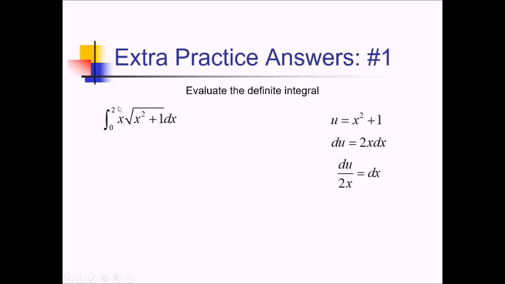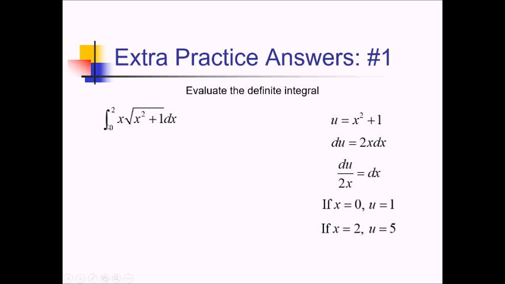Now I have to swap out these x values for my limits of integration for u values. So if x equals 0, then u is going to be 0 plus 1, which is just 1. And if x equals 2, then u is going to be 2 squared plus 1, which is 5. So I have the integral then.